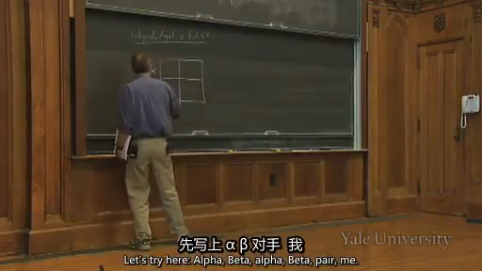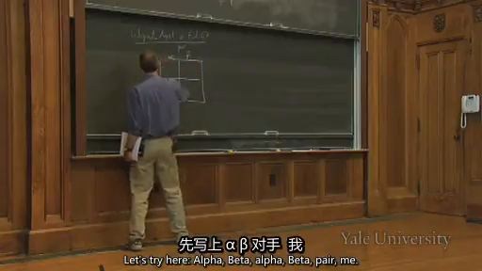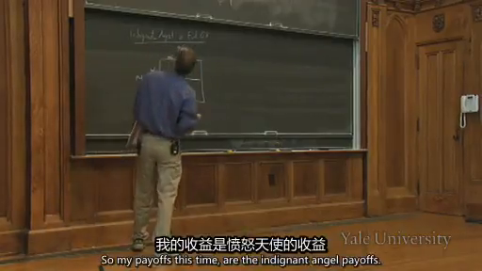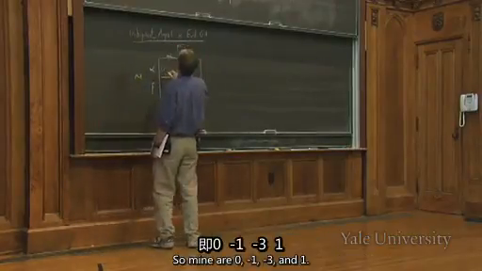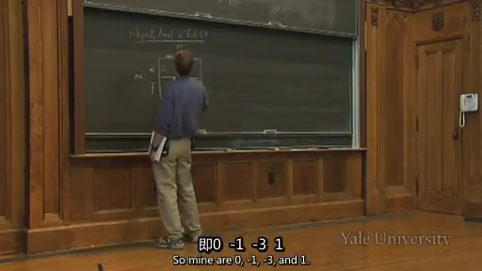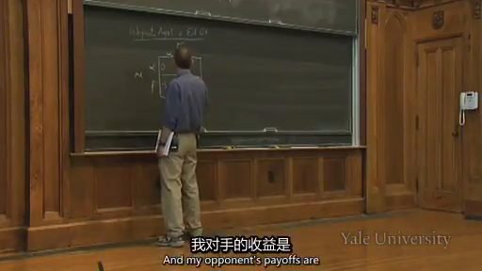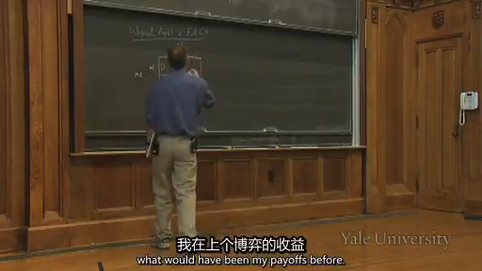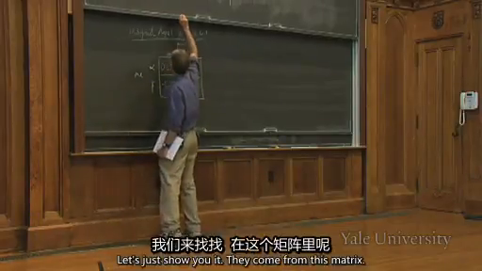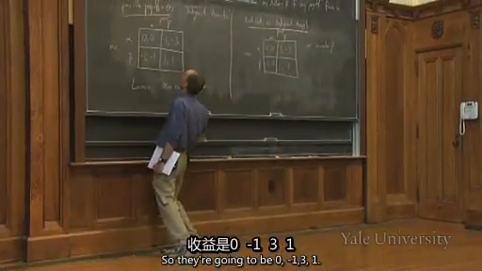Let's try here. Alpha, beta, pair me. All right, so my payoffs this time are the indignant angel payoffs. So mine are 0, -1, -3, and 1. And my opponent's payoffs are what would have been my payoffs before. They come from the other matrix. Let's just show you it. They come from this matrix, so they're going to be 0, -1, 3, 1.